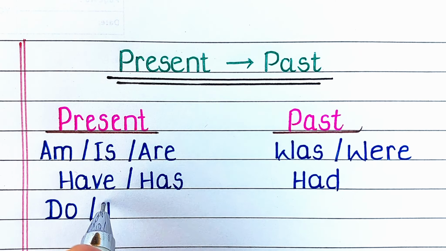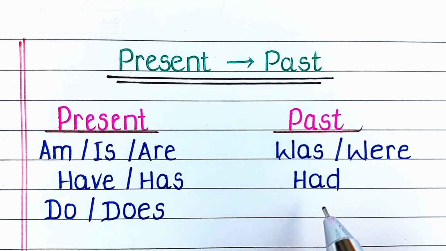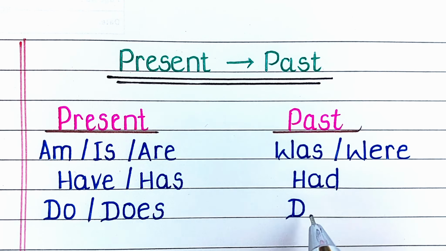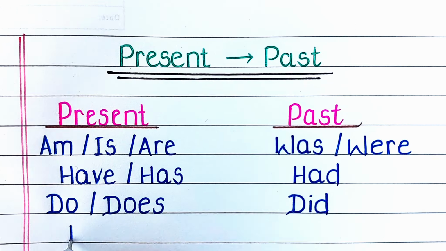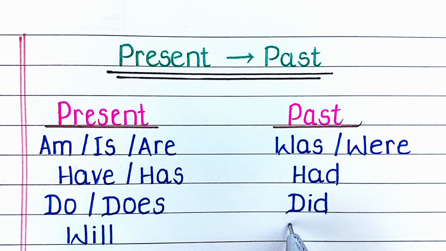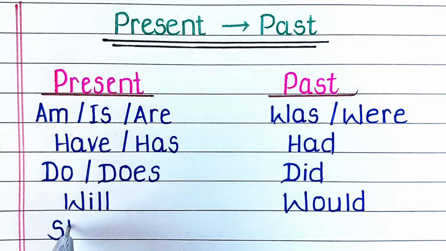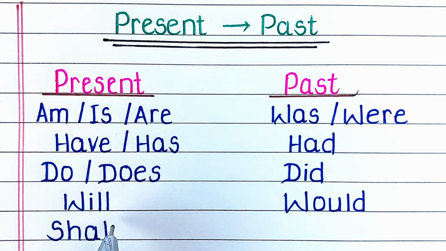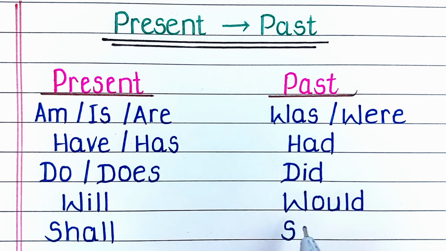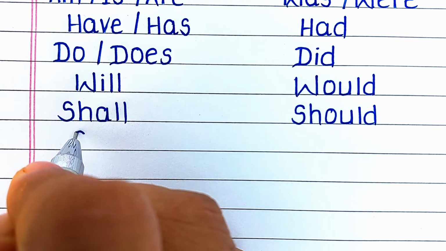Next words are do or does. In past tense, we will write do or does as did. Next word is will. The past tense of will is would. Next word is shall. The past tense of the word shall is should.